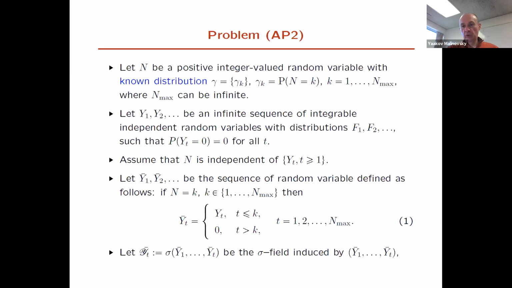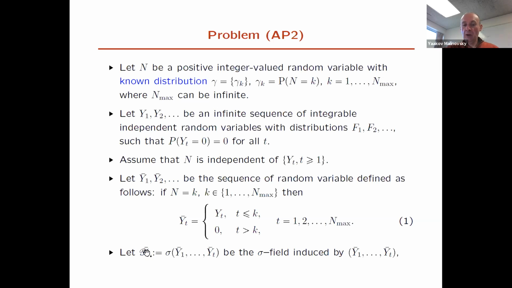We also need, to be consistent with the reward function, to assume that the probability y_t equals 0 is 0 for all t. Now, the main assumption here is that the horizon N is independent of the sequence of y's. And again, on the event N equals k, when the horizon equals k, y bar t is going to equal y_t if t is less than or equal to k, and 0 otherwise. So 0 in this case means that no one is arriving anymore. We say we stop with the 0.